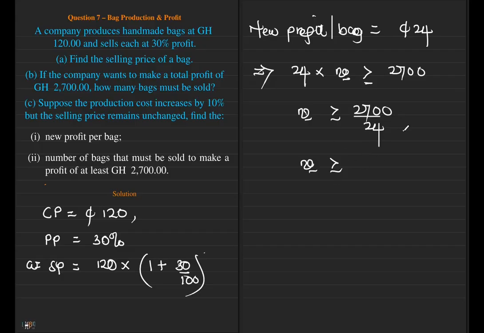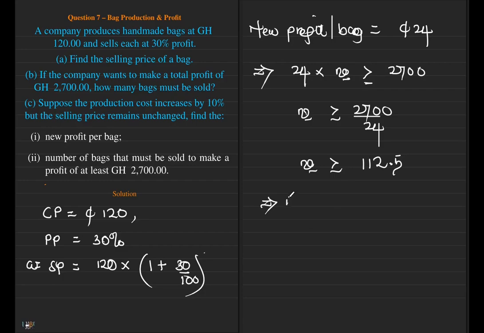So we say the number of bags becomes greater than or equal to, when we simplify this, we have 112.5. Now, since we want a number of bags to be sold, the number of bags is counted in counting numbers or whole numbers. So we wouldn't use 112.5, but rather we'll say it implies that the least number of bags that need to be sold in order to obtain this is going to be, we round it up, which is 113.